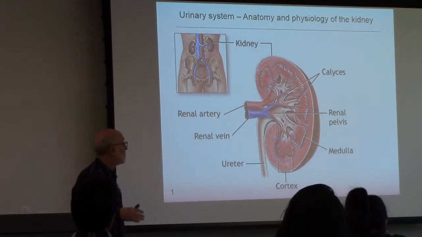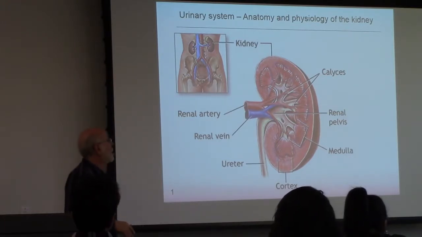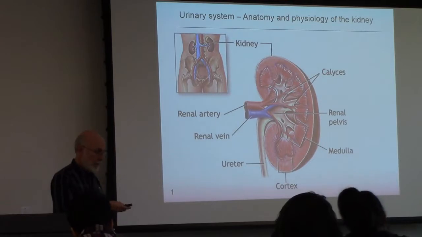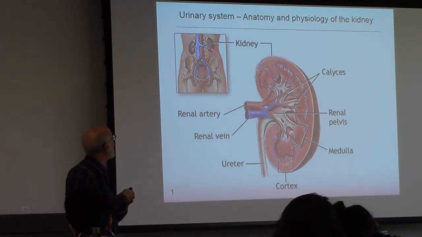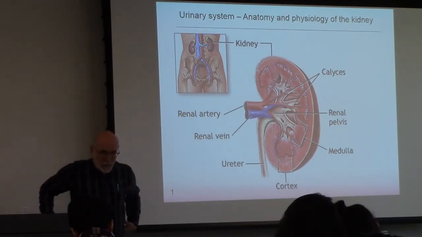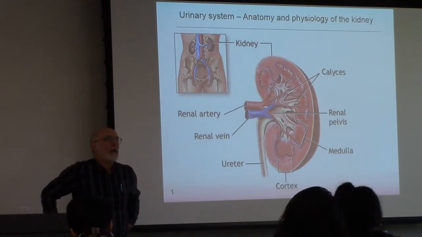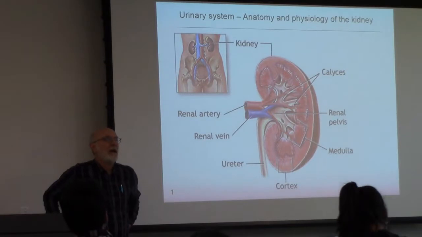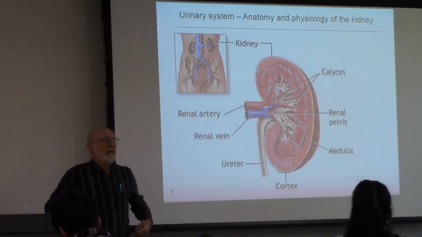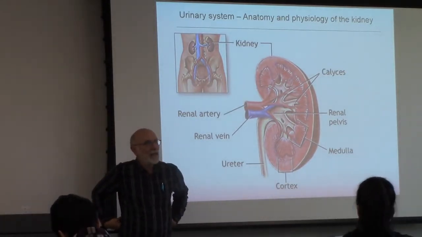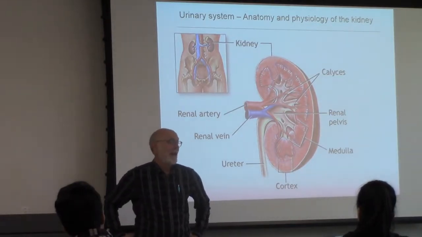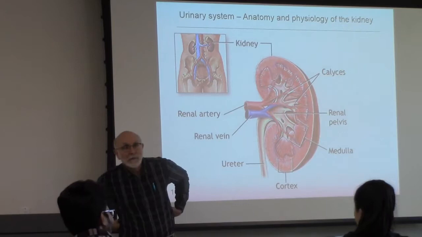So, kidney. Let's start talking about some of the anatomical language related to the kidney. The first thing to realize is that the kidneys are retroperitoneal. They are behind the peritoneum. And they are much higher in your body than you think. You think of the kidneys as being down here in your pelvis, at least I do.